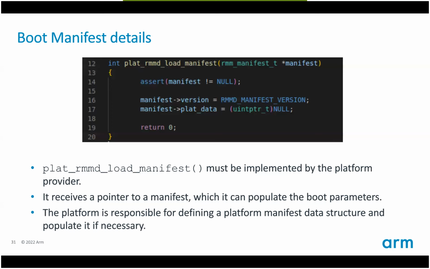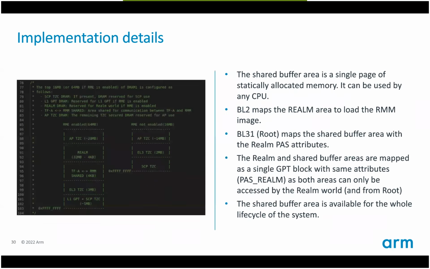Yep. Can you go back to the memory map for a second? So here. Yeah, so I'd imagine the raw memory here, you're going to describe it in the manifest to the RMM as part of your RMM init. So that region. No, we don't describe this in the manifest.